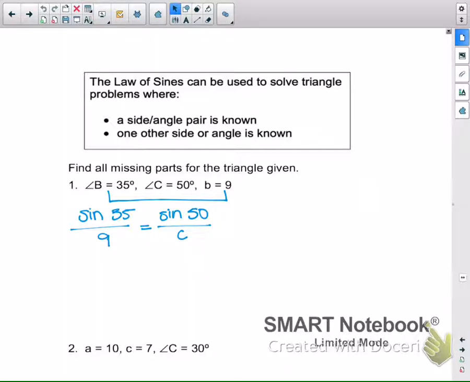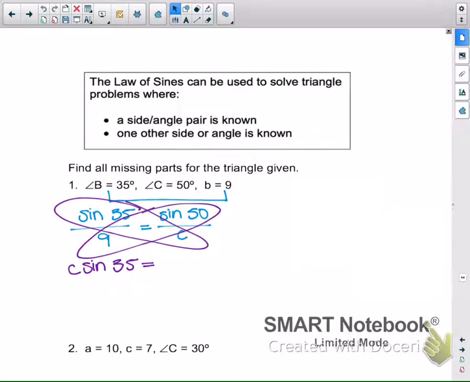Remember when you have proportions, how do you solve these? Cross multiply. Quick review of cross multiplication, because it's been a while. When you cross multiply, you multiply the two opposite pieces diagonally from each other, and they are equal to each other. I see some people cross multiply and write it as a fraction. I'm not real sure where that came from, but it's not how it works. If I would then like to solve for side C, what do I divide by? Sine of 35, both sides.